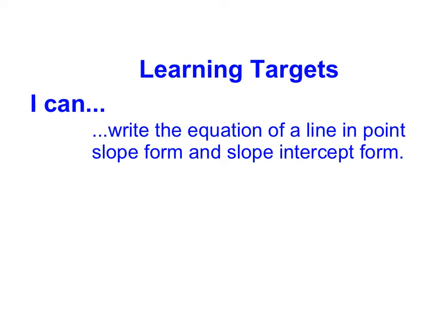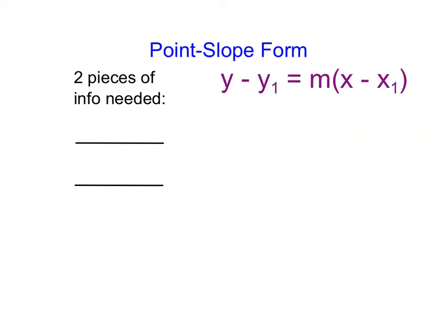In this video, we will learn how to write the equation of a line in both point-slope form and slope-intercept form. To begin, when we start writing the equation of a line, we always start in what is called point-slope form.